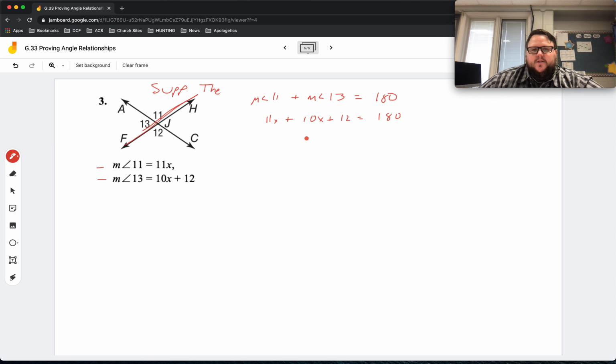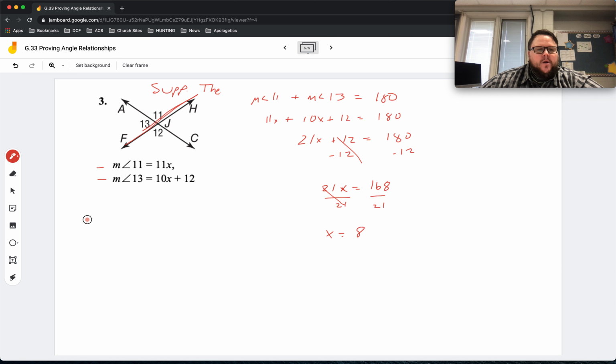Put my x's together, so I get 11x plus 10x is 21x plus 12 equals 180. Subtract 12 from both sides, and you get 21x equals 168. Divide by 21. And you get x equals 168 divided by 21 is 8.